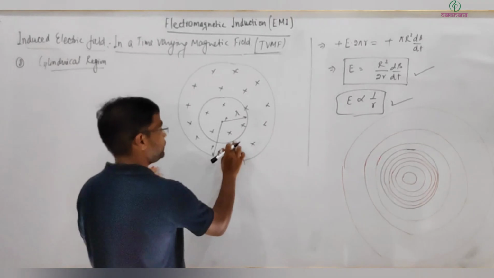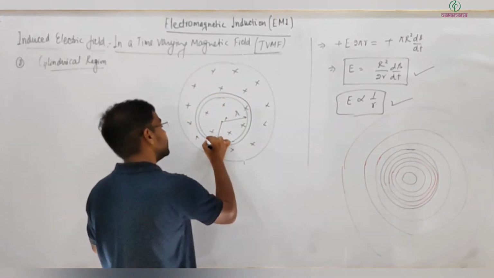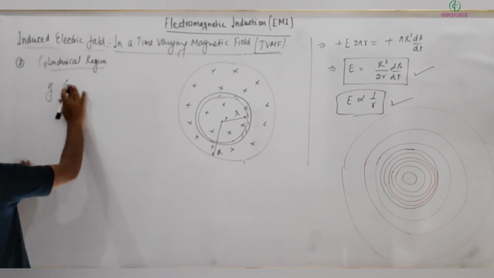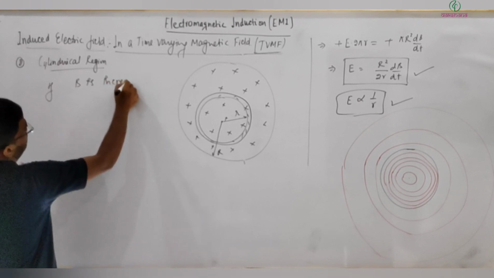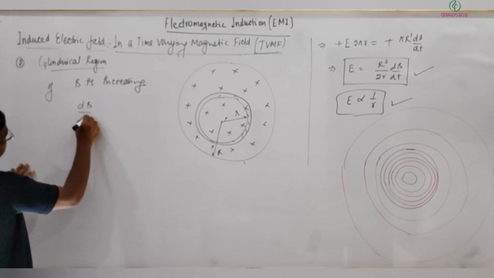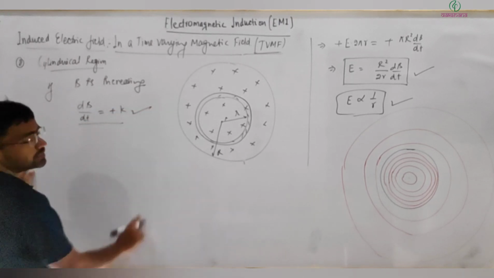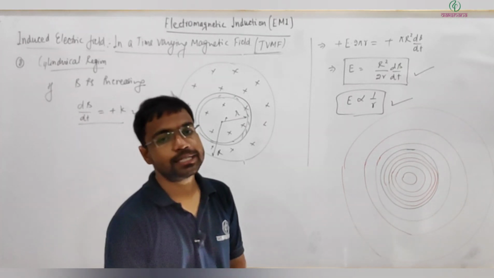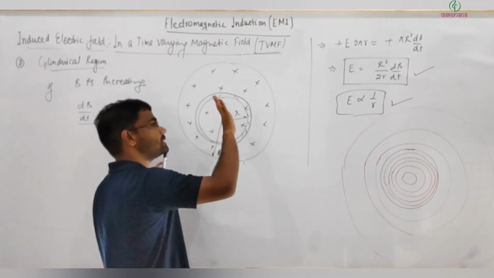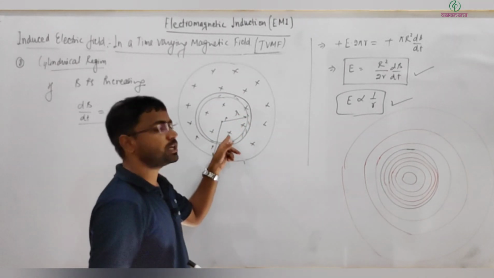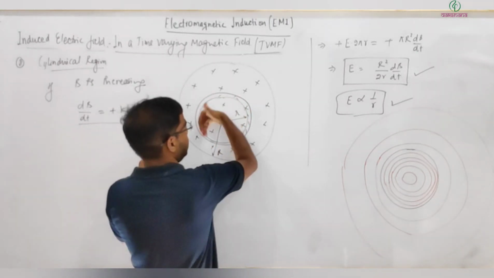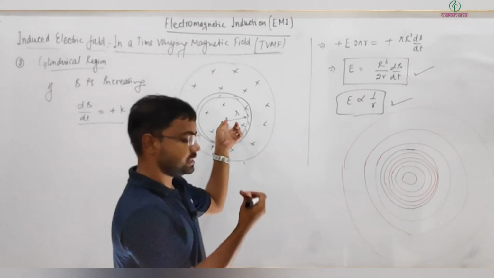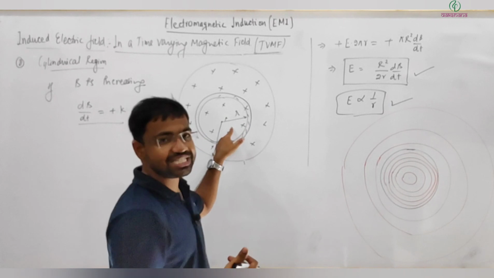In this situation, just to make you understand, I am drawing the same conductor. Let's say B is increasing, so dB by dt will be some positive constant k. In this situation, flux is inward and increasing, so what will happen? The current will be induced in a manner such that it opposes. If the current is clockwise, then it will also produce flux inward, and that will increase this flux further, so that is not possible. If the current is anti-clockwise, then the induced magnetic field will be outward and this magnetic field is inward, and the induced magnetic field will try to decrease this, and that way it's opposing.